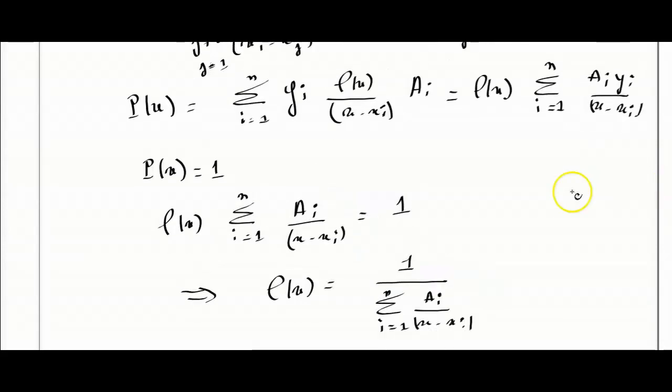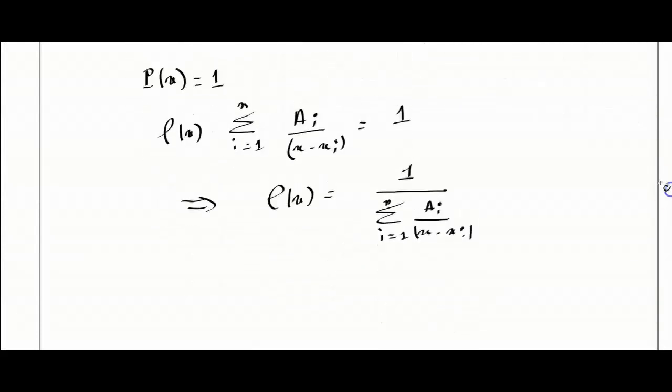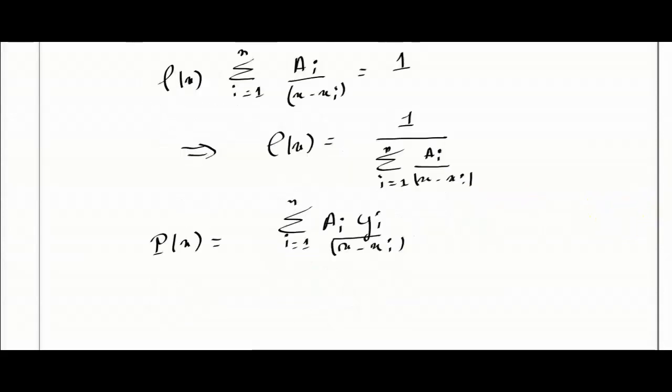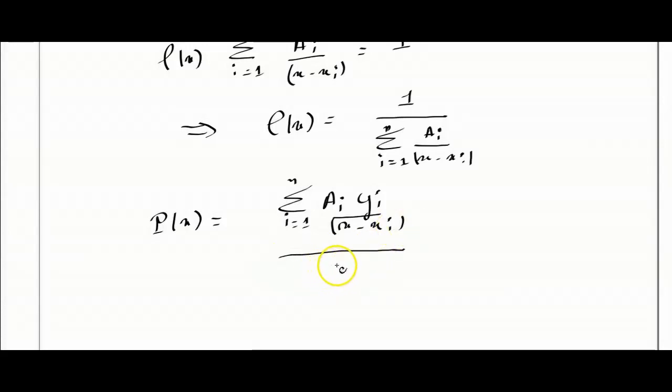Now if I replace L of x in this general expression, then I get the barycentric formula. So p of x will be equal to the sum of ai yi over x minus xi, i equals 1 till n, multiplied by L of x, but L of x is 1 over, so it's divided by the sum i equals 1 till n of ai over x minus xi. So I got the barycentric expression.